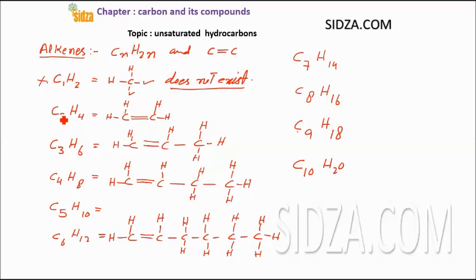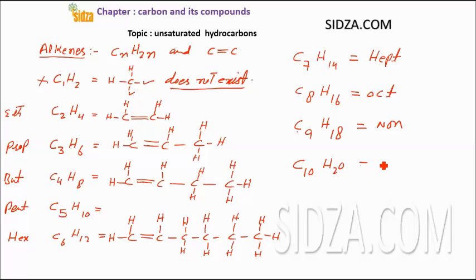For the hydrocarbon which contains 2 carbon atoms, we always use the term eth, right? For C3 we use prop. For C4 we use but. C5 we use pent. C6 we use hex. And C7 we use hept. C8 is oct. It refers to the number of carbon atoms, right? C9 is non. C10 is dec.